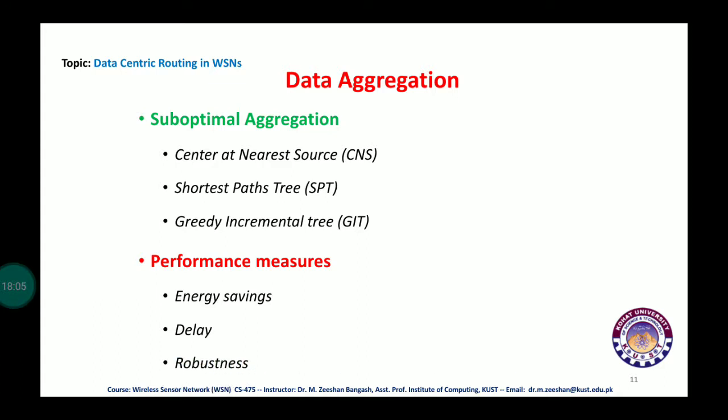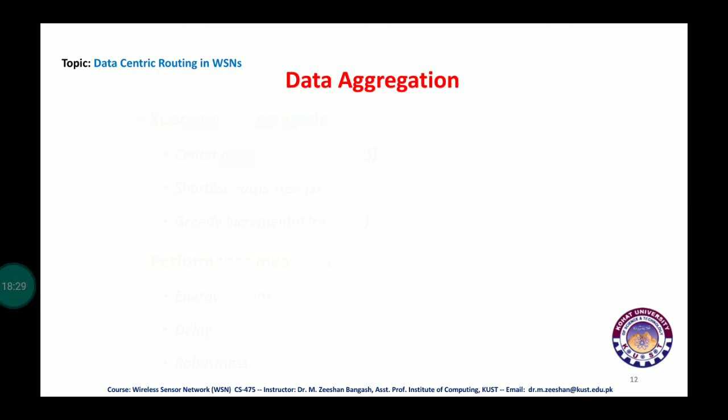And the third and most important thing, in the case of WSNs, in which we know that there are thousands of deployed nodes, is that you measure the robustness of the aggregation technique. So you can give priority either to energy saving, delay, or robustness, and based on that you select one of the data aggregation techniques.